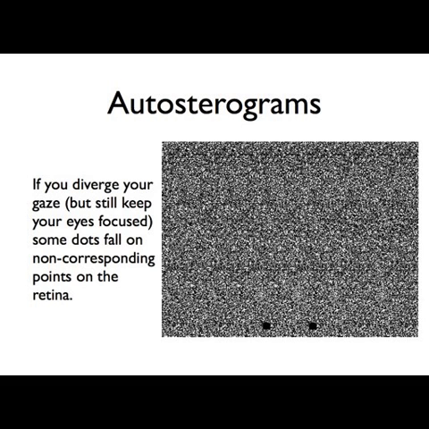So if you do something like this, if you diverge your gaze, meaning if you change your focus from where the actual depth is to something either behind or in front of this image, and you get these two dots to line up on your two different eyes, so to line up on your two different retinas, then you should be able to see something in this image. Can anybody see it yet?